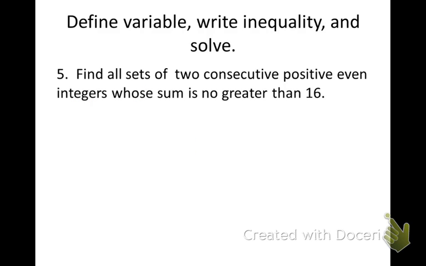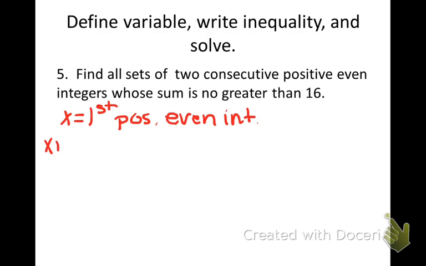Again, a word problem, so define your variable. This time it says find all sets of 2 consecutive positive even integers. So x needs to be my first, and what am I looking for? Must be positive, must be even, and it must be an integer. So all of that needs to go in your definition. To find the second one, it would be x plus 2, because even integers are 2 apart, equals the second positive even integer.